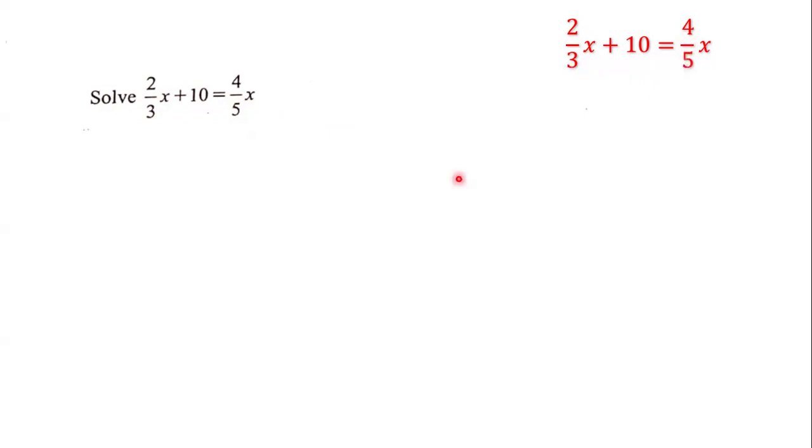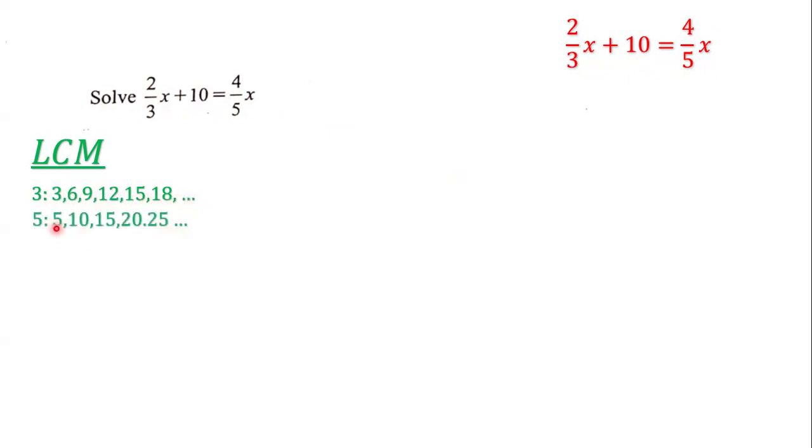And so in order to do that, the first thing we're going to do is find the LCM of 3 and 5. That is the lowest common multiple of 3 and 5. The multiples of 3 are 3, 6, 9, 12, 15, 18, and the list goes on. The multiples of 5 are 5, 10, 15, 20, 25, and the list goes on.